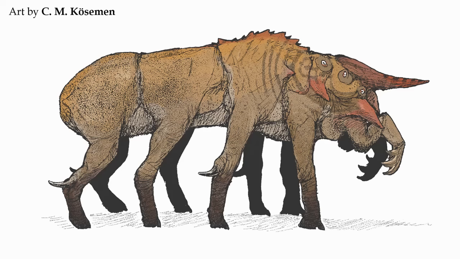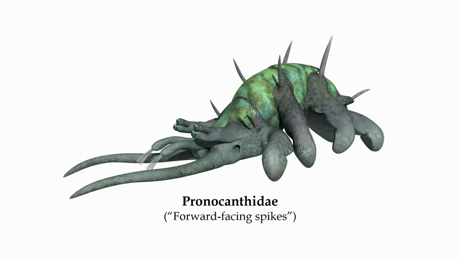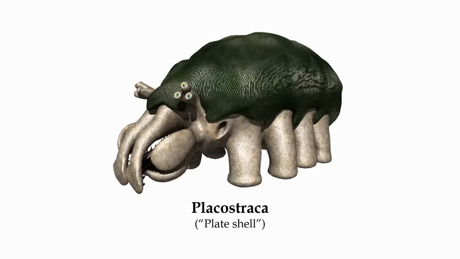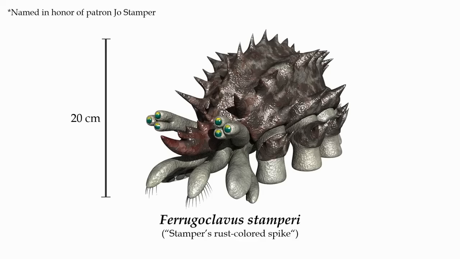With their banded shell and venomous spines, the pronacanthids are some of the most well-defended of the eastern clades, so they may fare well during the interchange, and among them, the protection the phylacticanthids provide to their hoplopod symbionts may help them survive as well. An armored shell is also an ancestral trait among the placostracans, and in the areas into which the western predators spread, those with the most impenetrable shells will be selected for.